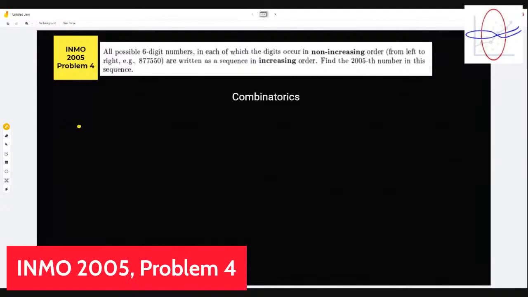Today I'm going to discuss a question from INMO 2005 problem 4. This is a question from Combinatorics. The question follows this way. Here it is given a 6-digit number as an example.